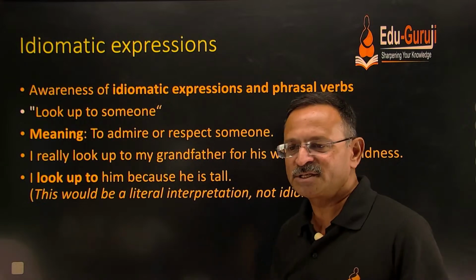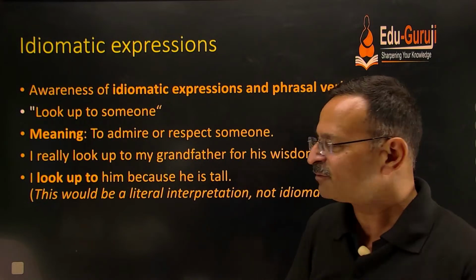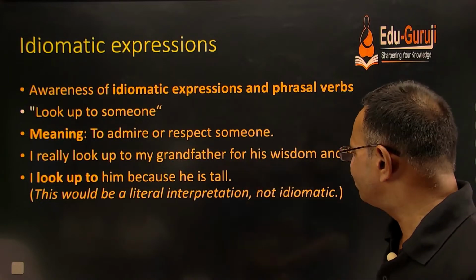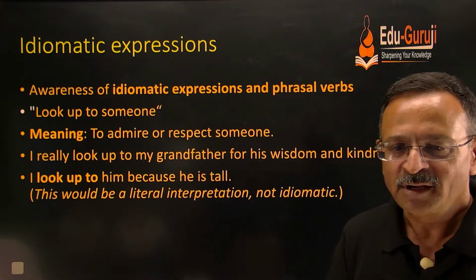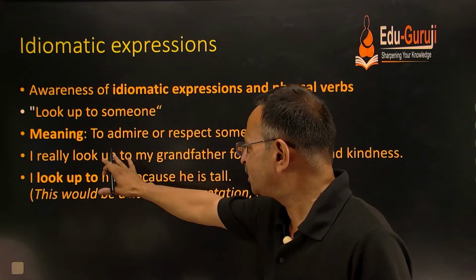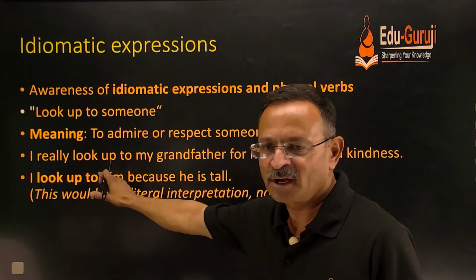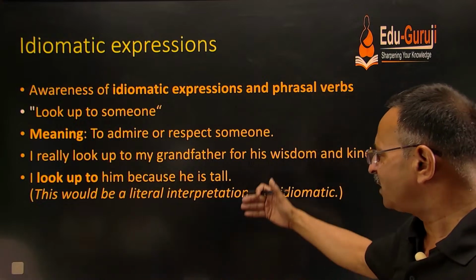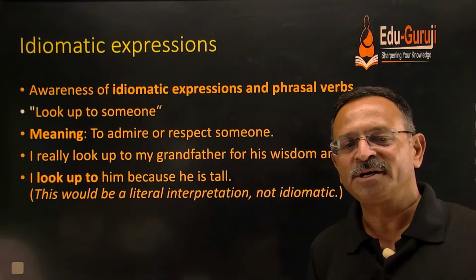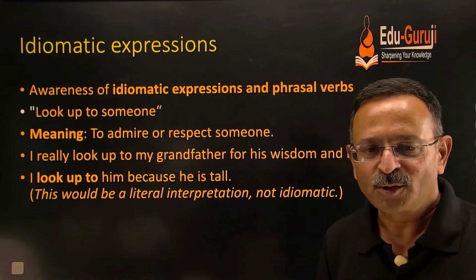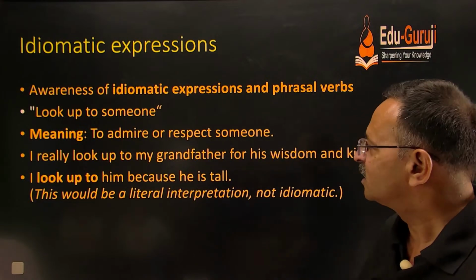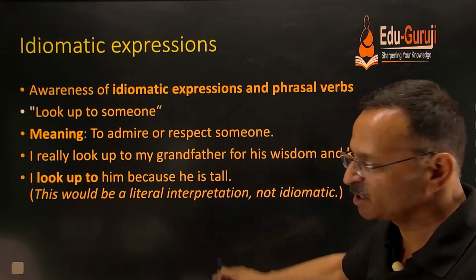You always respect or admire someone because of certain qualities that he has. My grandfather has two qualities: wisdom and kindness. Therefore, I respect him. So instead of saying I admire him, I look up to him. If I use a literal interpretation, I look up to him because he is tall. Literally, I'm looking up at him because he is tall. So this won't work. This is how the idiomatic expression works.